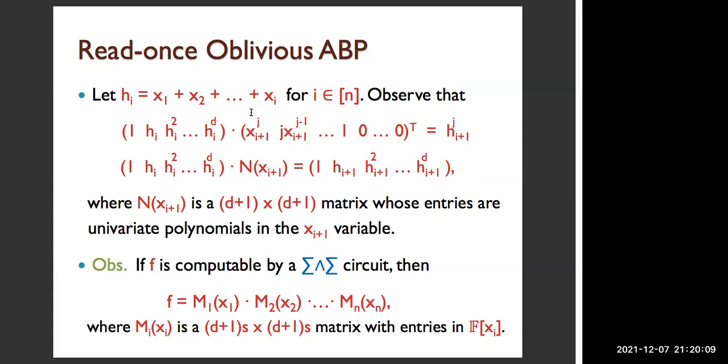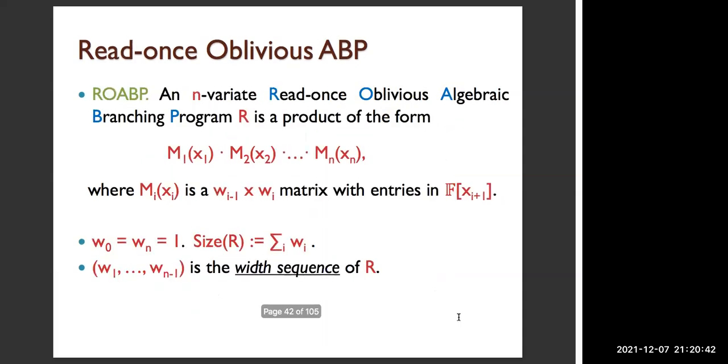The point of doing this is to finally show that any depth-three powering circuit can be computed as a product of univariate matrices, where the first one is a row vector, the last one is a column vector, and the things in between are, let's say, ds by ds matrices involving just one variable xi. And this representation, products of univariate matrices, is what a read-once oblivious ABP means.